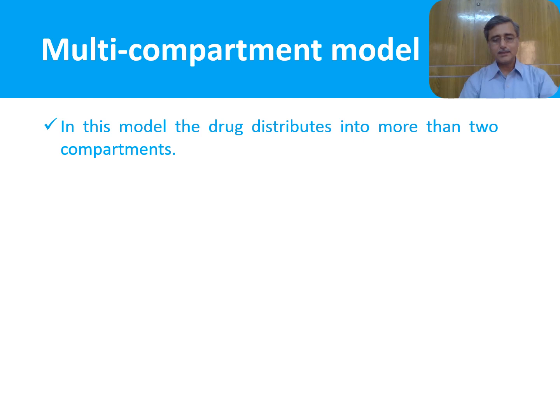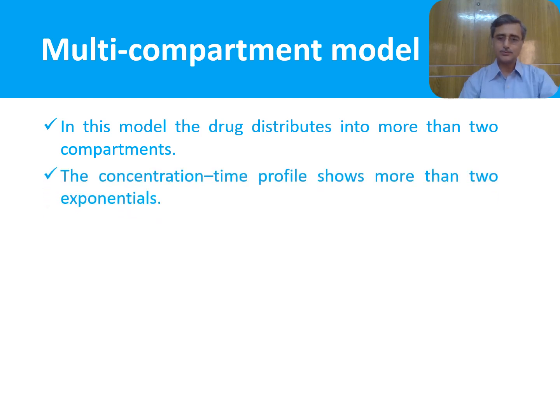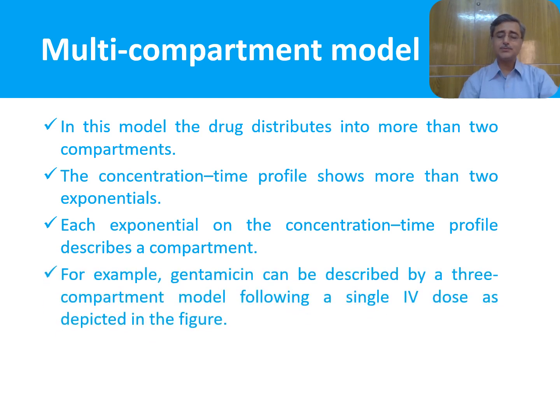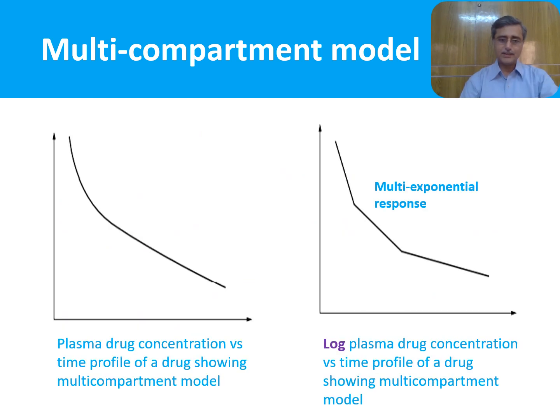Continuing further, in the case of three or multi-compartment models, the drug distributes into more than two compartments. The concentration time profile shows more than two exponentials. Each exponential on the time concentration profile describes a compartment. For example, gentamicin can be described by a three-compartment model following a single IV dose, as depicted in the figure. Here you see the plasma drug concentration versus time profile of a drug which shows a multi-compartment model. So this is a curve.